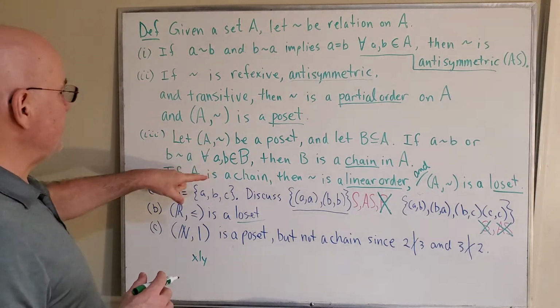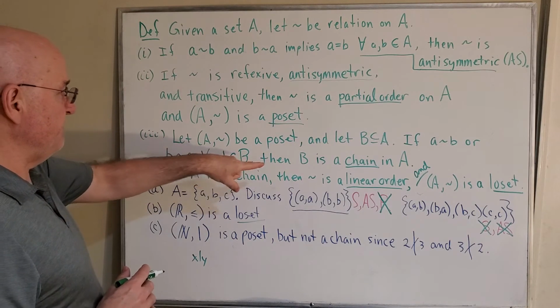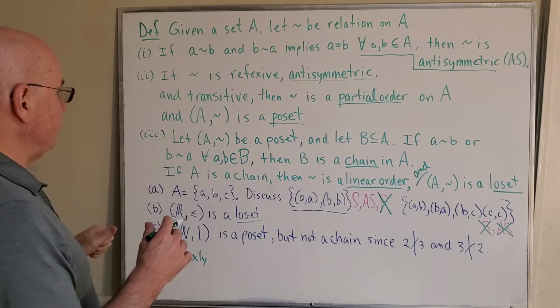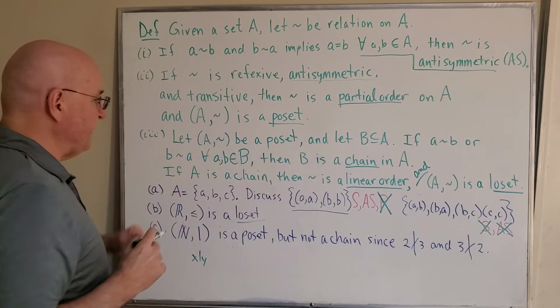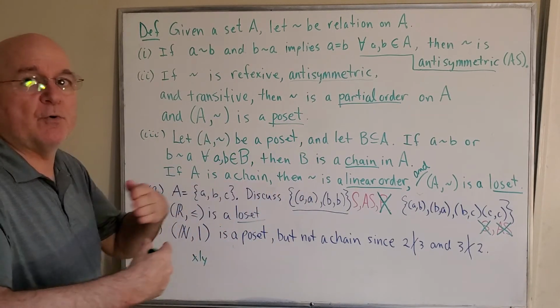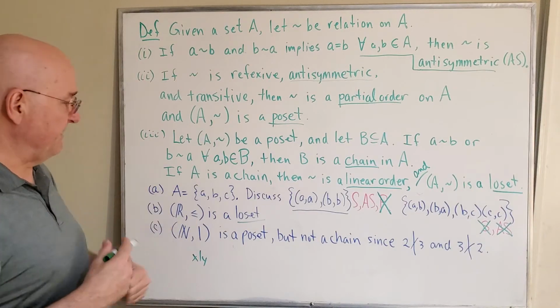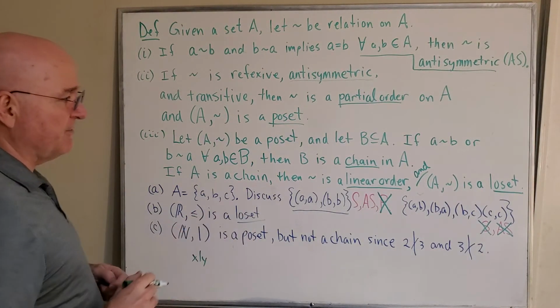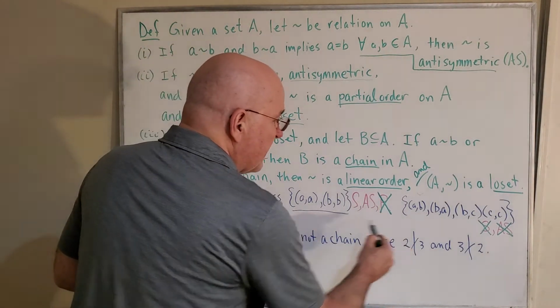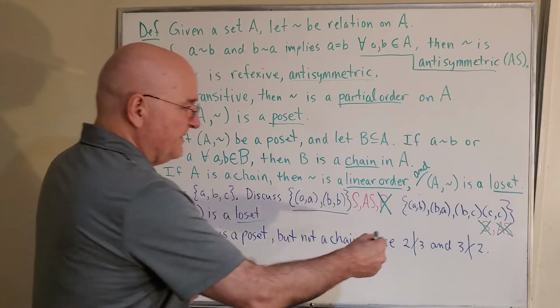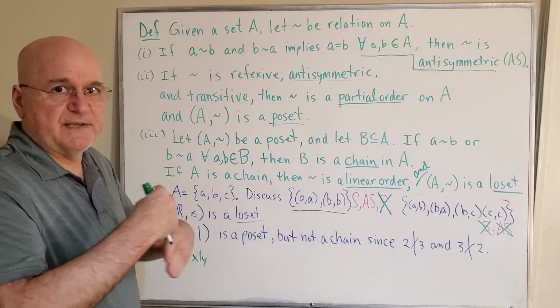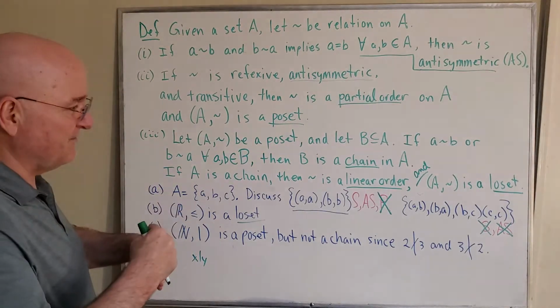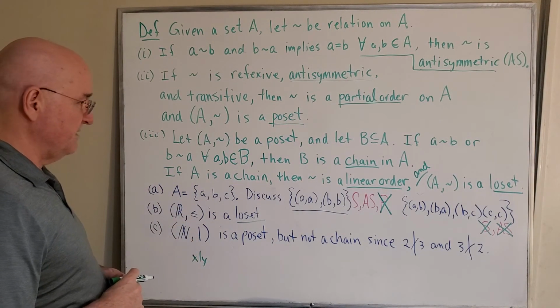In order to be a chain, remember this definition here? It has to be that either a relates to b or b relates to a. So in one order, there has to be the relationship. But here's a counterexample to that. 2 does not divide 3, and 3 does not divide 2. So it's not the case that 2 relates to 3 or 3 relates to 2. Neither one of them relates to the other one.